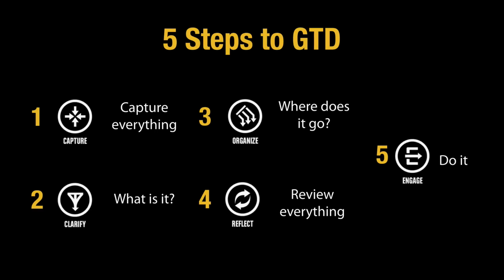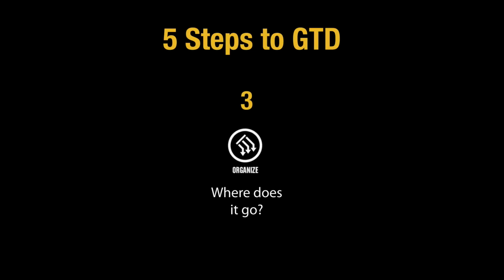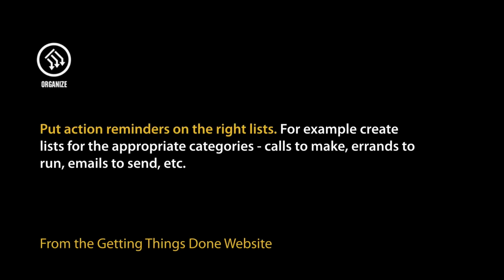So number 1 obviously is capture everything. Number 2, which is what we did in the last episode, is what is it. Number 3, which is what we're going to do today, is where does it go. Number 4, review everything. And number 5, do it. So where does it go and what does this mean? Basically what this actually means is put action items on the right lists.